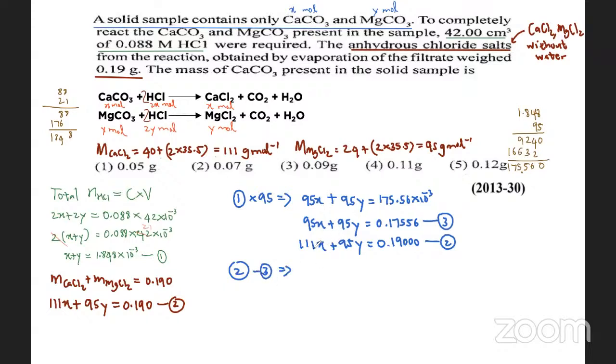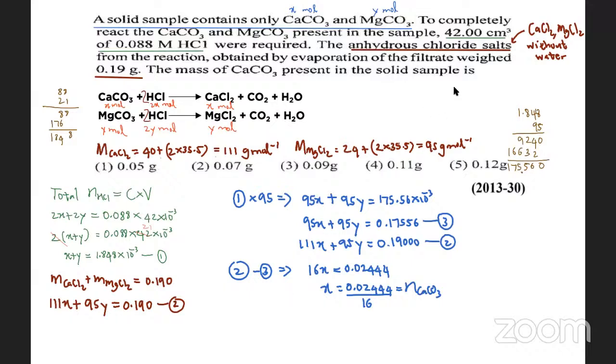What will I get here? 111 minus 95 is 16x equal to, on this side, 0 minus 6 is 4, 9 minus 5 is 4, so 4, 2, 0. Okay, so x is equal to 0.02444 over 16. That is the number of moles of calcium carbonate.